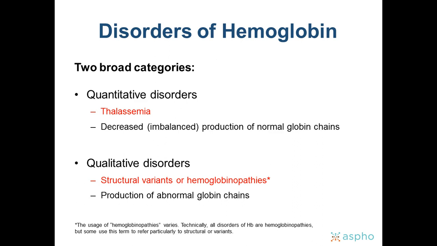In contrast, the qualitative disorders like sickle cell disease and hemoglobin C are structural variants in which there's production of structurally abnormal globin chains. Now, just to be confusing, sometimes people use hemoglobinopathies to be synonymous with the qualitative disorders, but technically all these are hemoglobinopathies because they're all disorders of hemoglobin. So there are quantitative disorders, the thalassemias, and the qualitative disorders, the structural variants, or the hemoglobinopathies. And sometimes, as we'll see, and I'll point out two examples, some hemoglobinopathies have both qualitative and quantitative defects.